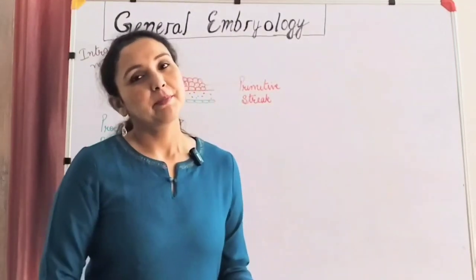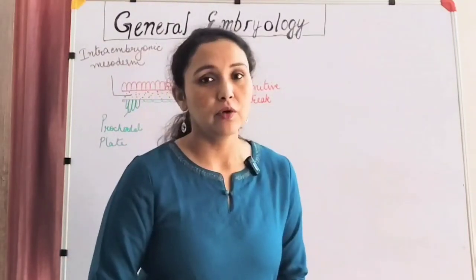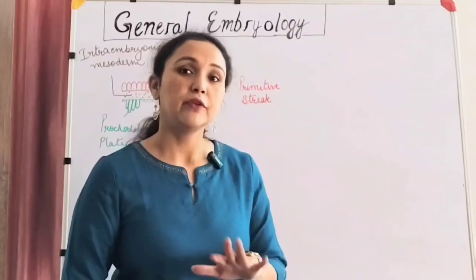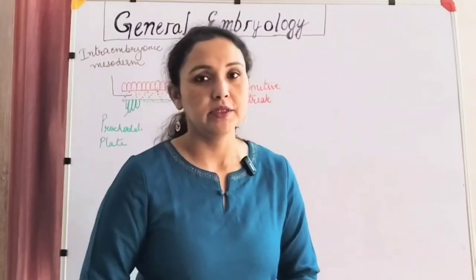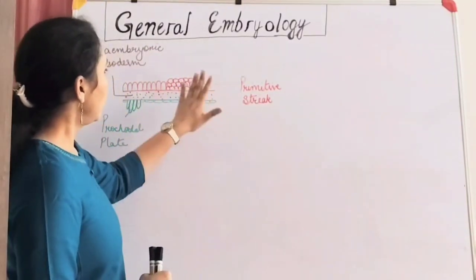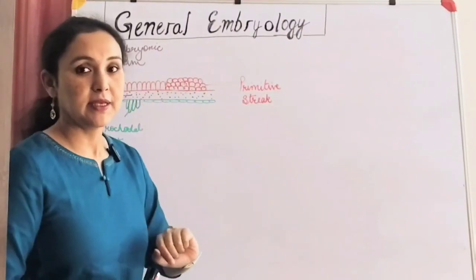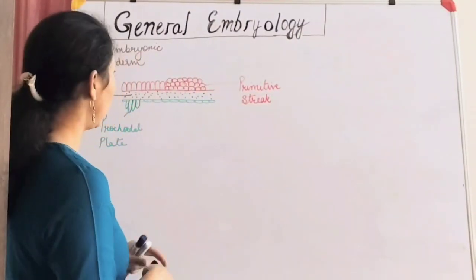As I promised in my previous video, I'll post another video on the formation of the notochord. So here I am with all the steps of the notochord formation. In my previous video, we covered till the formation of the primitive streak, and from the primitive streak, the formation of intraembryonic mesoderm. So what is the next step now?